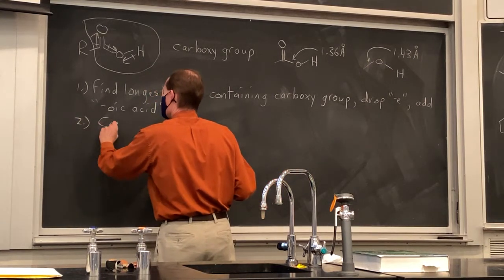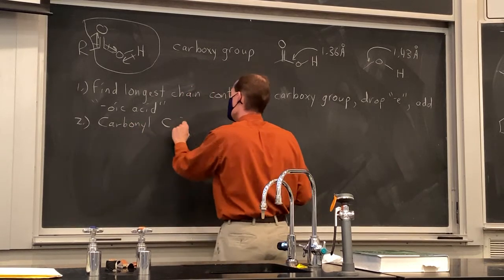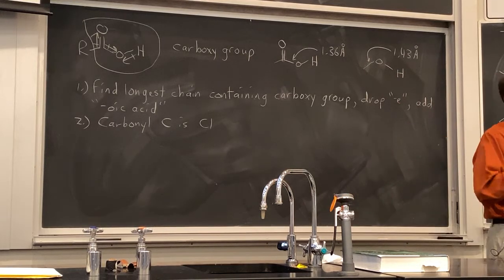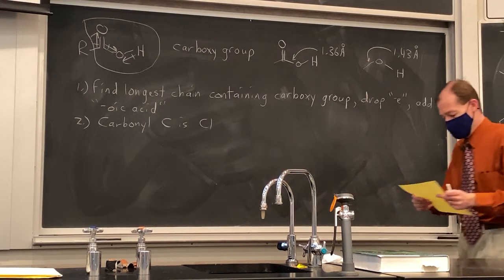Second point, the carbonyl carbon of that carboxy group is always going to be C1. So you're always going to number that chain. It's always going to be at one end or the other. And you're always going to number that chain with the carbonyl carbon being C1.